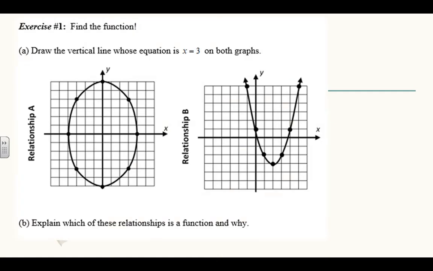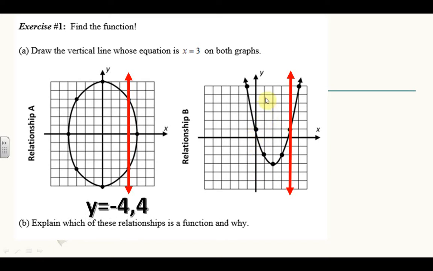Okay, so to prove something is a function, you can draw yourself a vertical line and see how many times it intersects. So if you look at diagram A, it intersects that red line in 2 spots. In relationship B, it only hits it in 1 spot. So, draw the line in column B, and explain which is a function and which is not. It's this one.